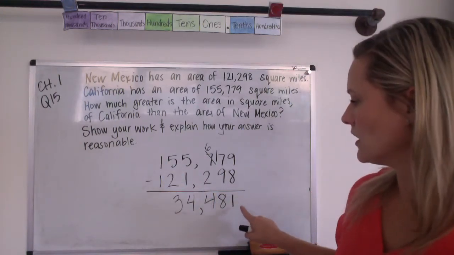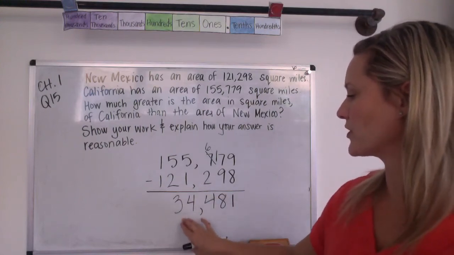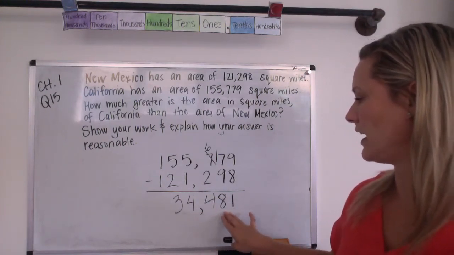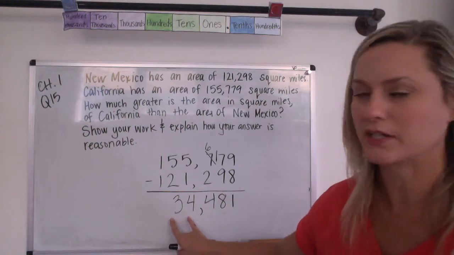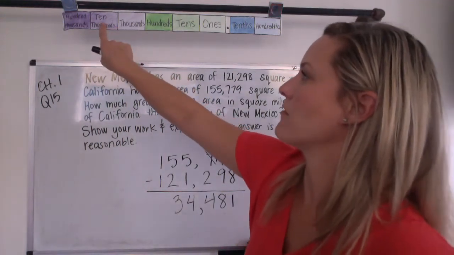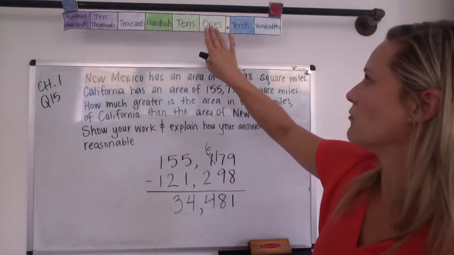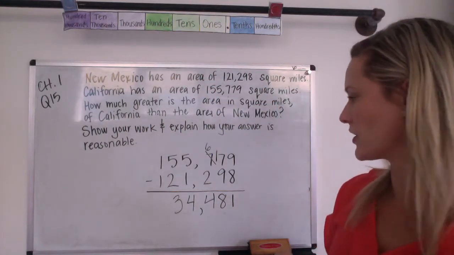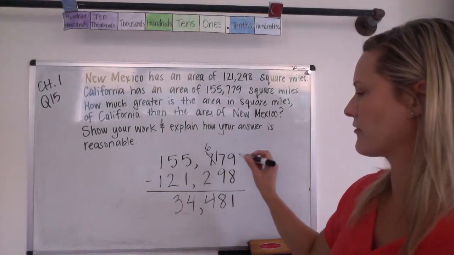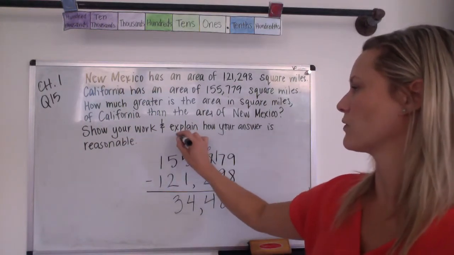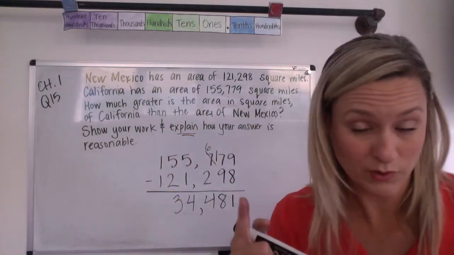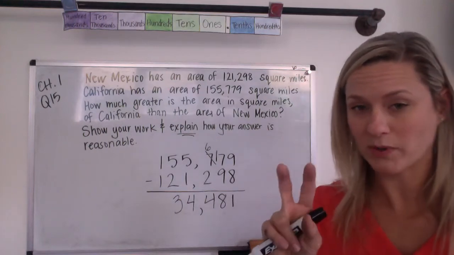All right, so our answer is 34,481. Remember, you can say that with the period names. So we would have 34,481, right? We have our place value chart that can help. And that's the difference. Now you have to make sure you're showing your work and explaining your reasoning. So we're not done yet. You want to answer both parts of the question.